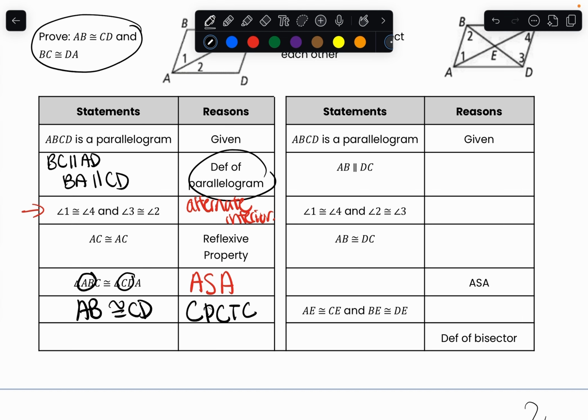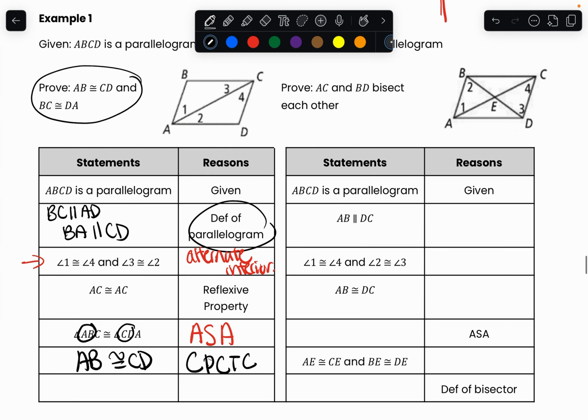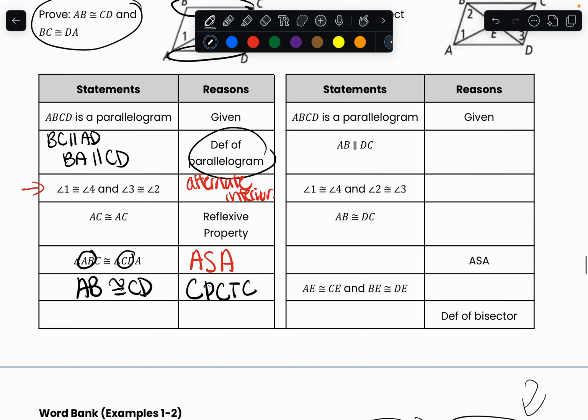And same with BC and DA. If we know that these two triangles are congruent, then we know BC and DA are going to be congruent as well. Because if you look at your congruence statement, which is given right here, BC corresponds to DA. So we can go ahead and claim that BC is congruent to DA. The corresponding parts of congruent triangles are congruent.